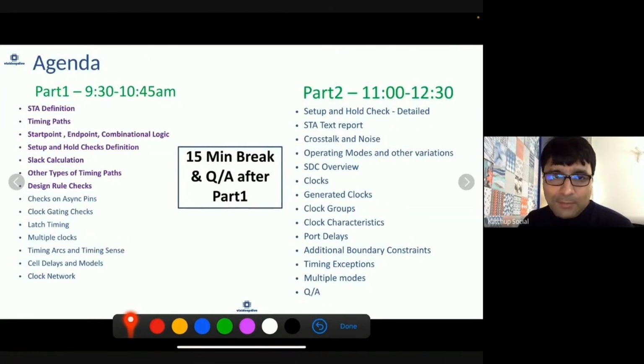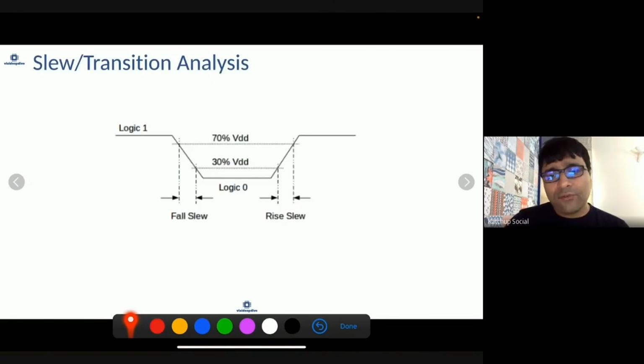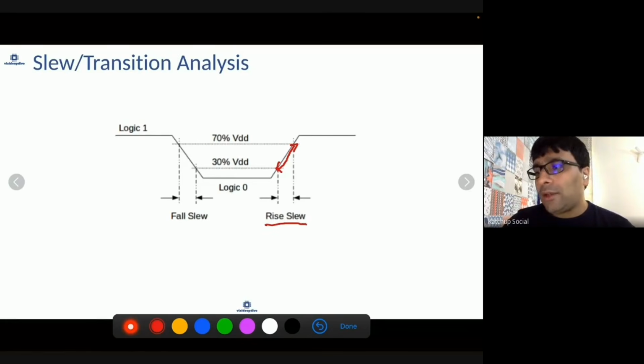Other than timing related checks, there is another set of checks also done by STA known as design rule checks. Let's understand those checks also. The first check in this category is known as slew or transition analysis. Slew is nothing but the time taken by a signal when it's rising from 30% of the VDD to 70% of the VDD. That is known as rise slew. And the time taken by a signal when it's falling from logical level 1 to logical level 0, from 70% of the VDD to 30% of the VDD, is known as fall slew.